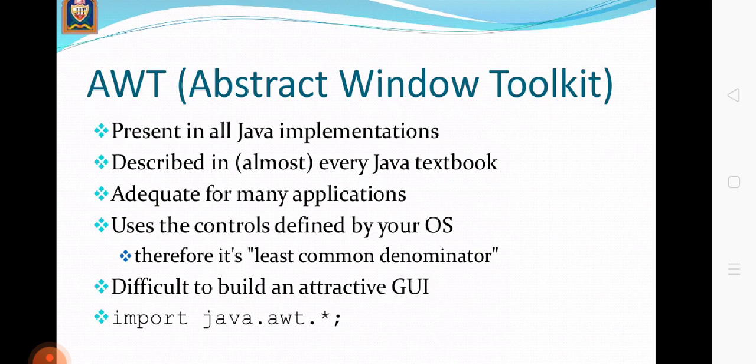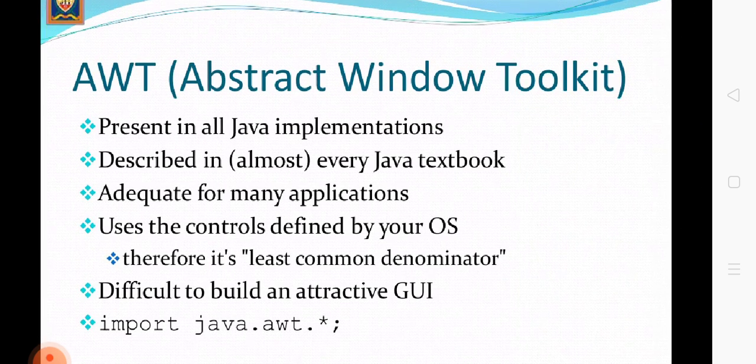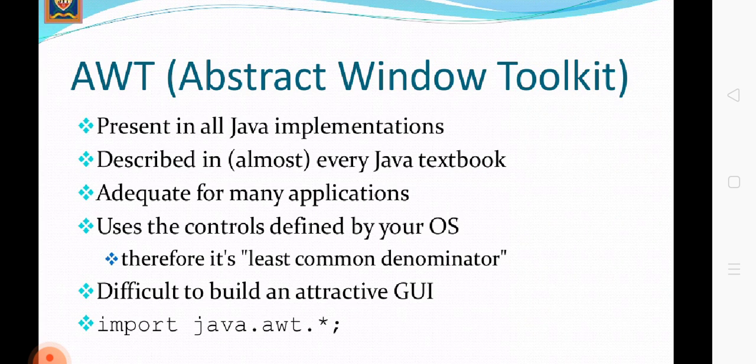How will we use this package? Whenever we want to use it, we will import it by using the import command, like import java.awt.*. Whatever subclasses are available in this AWT package, we can easily import them by using the import statement, and with the help of this package we can easily create graphical user interfaces for our applications.